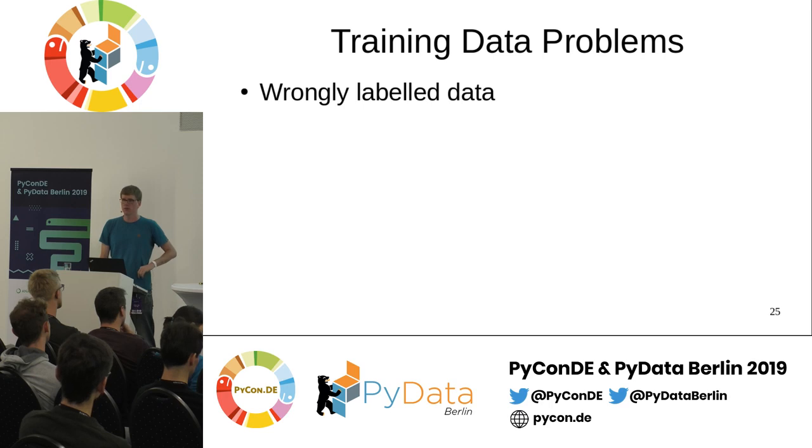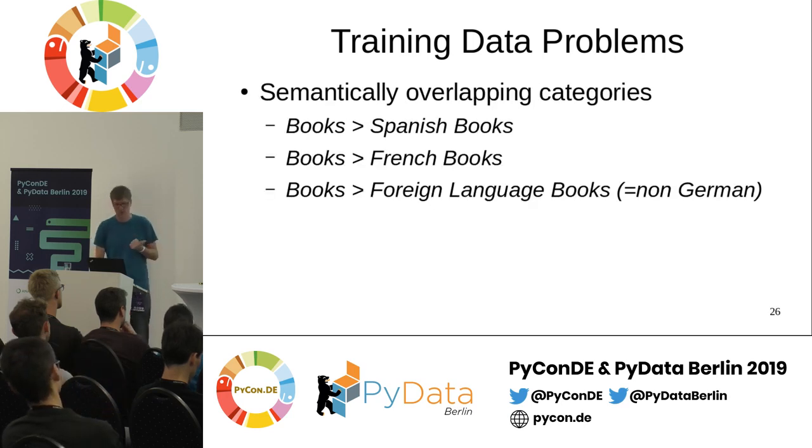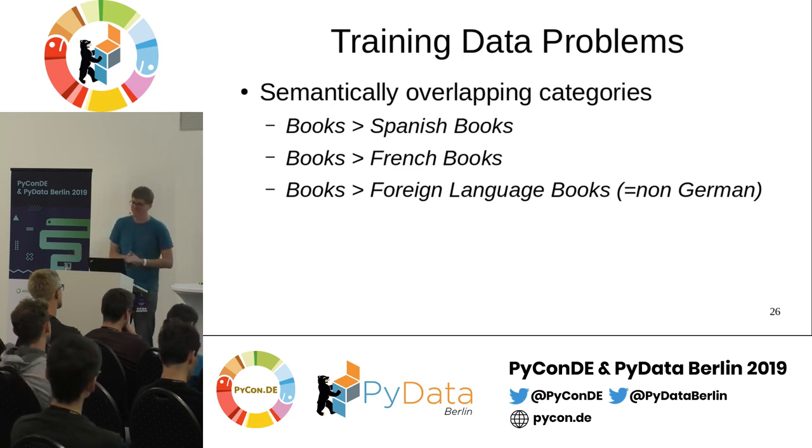But during development, we found many problems in the training data. There was wrongly labeled data, simply a wrong label, wrong class for something. Then we had a problem with semantically overlapping categories. If you look at this, we have a category books, Spanish books, French books, and foreign language books. Because we're a German company, everything that's not German is foreign language, at least how it was modeled in the category tree. But if you have a French book, where does it belong? In the French books category or in the foreign language books category? So how should a classifier decide when a human couldn't decide?